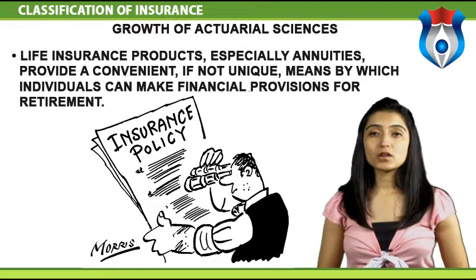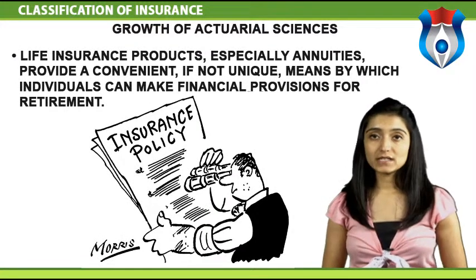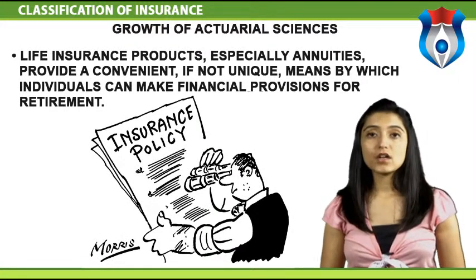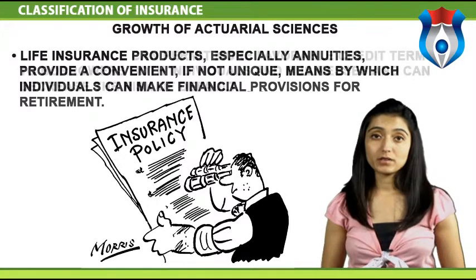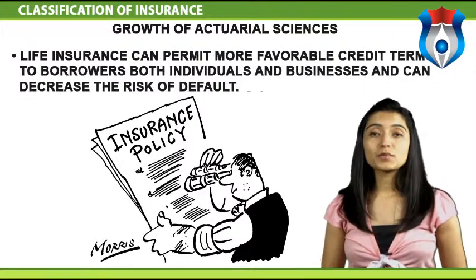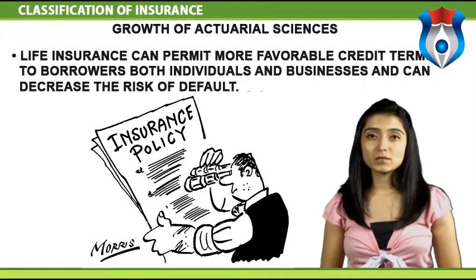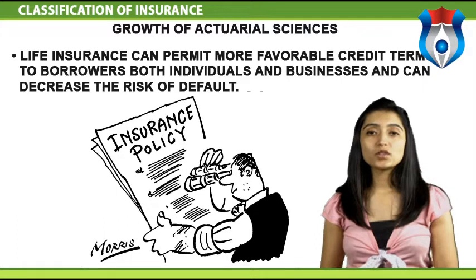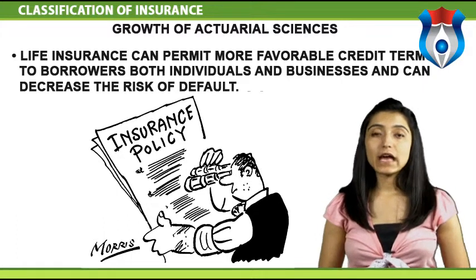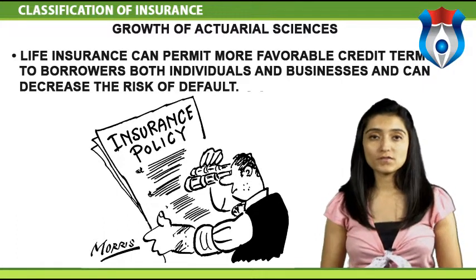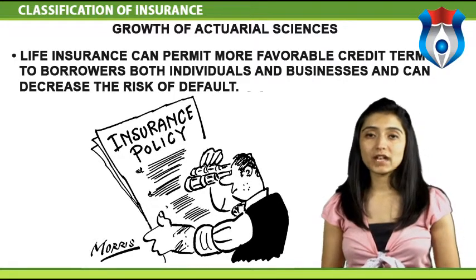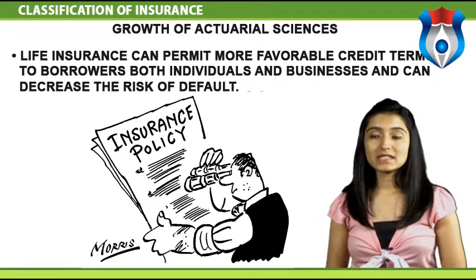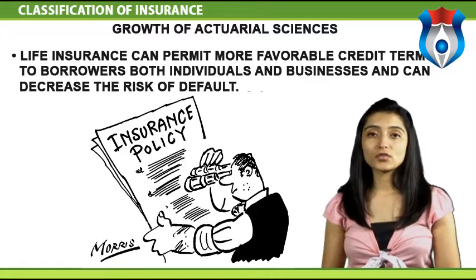Life insurance products, especially annuities, provide a convenient, if not unique, means by which individuals can make financial provisions for retirement. Life insurance can permit more favorable credit terms to borrowers, both individuals and businesses, and can decrease the risk of default. Life insurance can also minimize the financial disruption to businesses caused by the death of key employees.